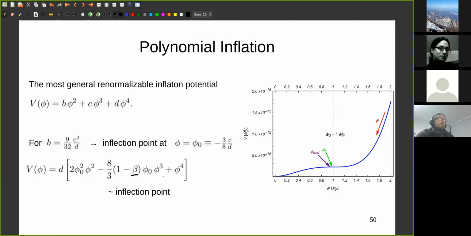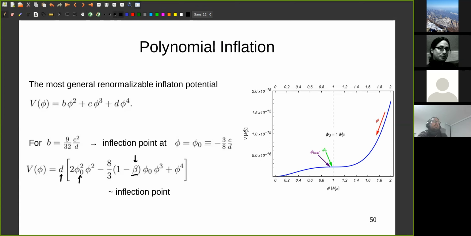So that's the kind of potential that we'll use, characterized by three free parameters. D, again, is the overall normalization of the potential. Phi 0 is the position of the inflection point, and beta is the small parameter that parameterizes the deviation from the inflection point. It's giving a small tilt at the near inflection point. Okay.